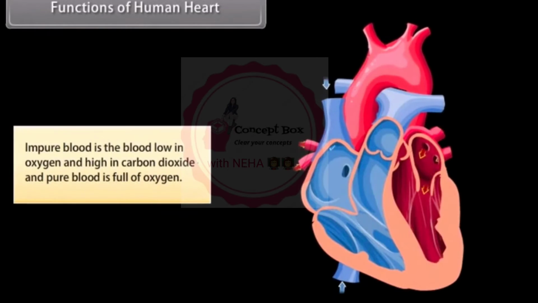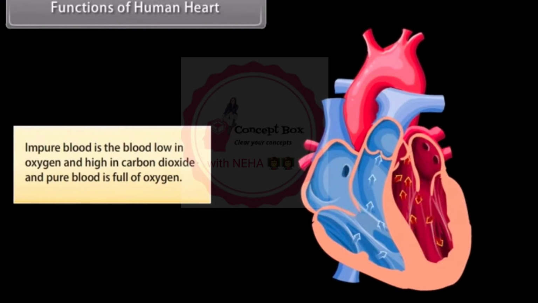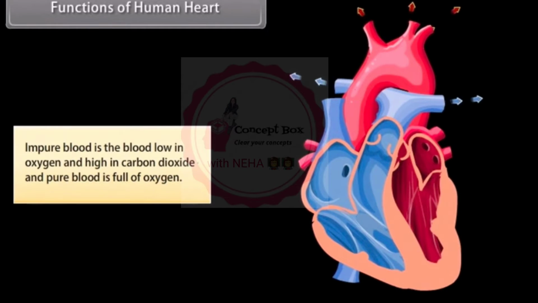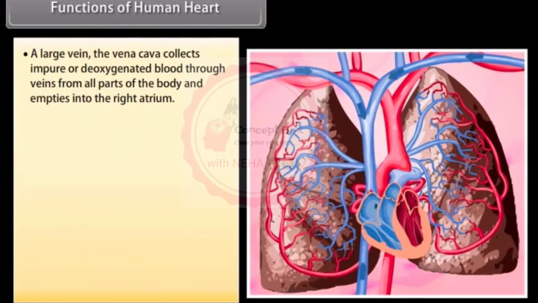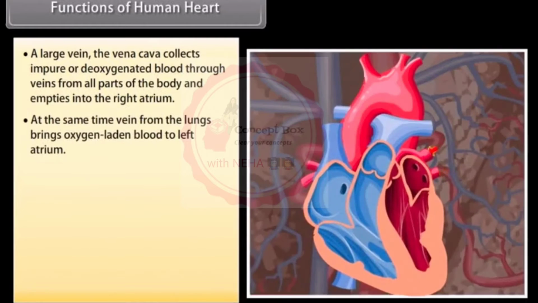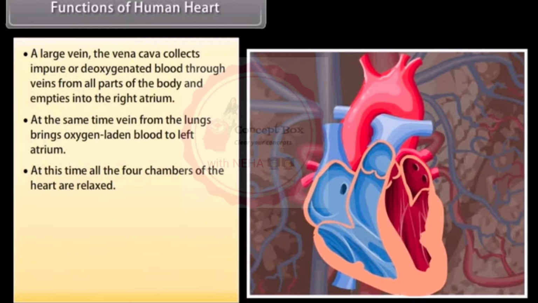Functions of the human heart. Impure blood is the blood low in oxygen and high in carbon dioxide, and pure blood is full of oxygen. A large vein, the vena cava, collects impure and deoxygenated blood through veins from all parts of the body and empties into the right atrium. At the same time, the vein from the lungs brings oxygen-laden blood to the left atrium. At this time, all the four chambers of the heart are relaxed.